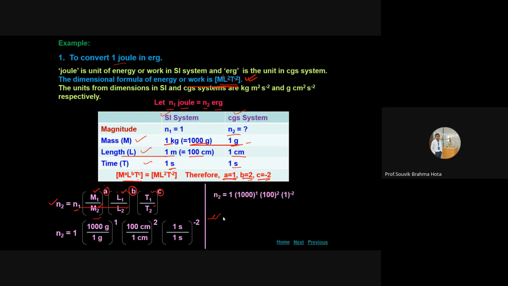Now n2 should be n1, which is 1, into this. You can see this is 10 to the power 3, and this is actually 10 to the power 2 raised to the power 2, so 10 to the power 4, and it is 1 raised to the power minus 2. So all together you will be having 10 to the power 7. Okay, so 1 joule is equal to 10 to the power 7 erg.